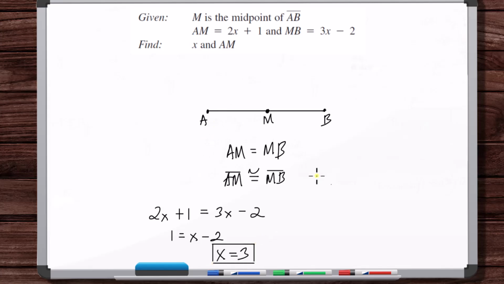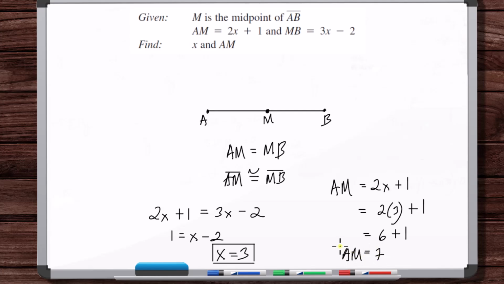Now how do we find AM? Well, the length of AM is equal to 2x plus 1, but we know that x is equal to 3. So just plug in 3 for x, and you get 6 plus 1 is equal to 7. So the length of AM is equal to 7.